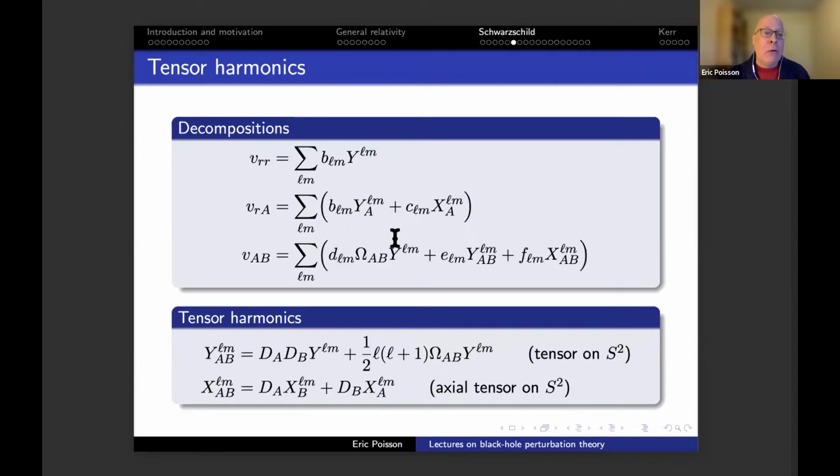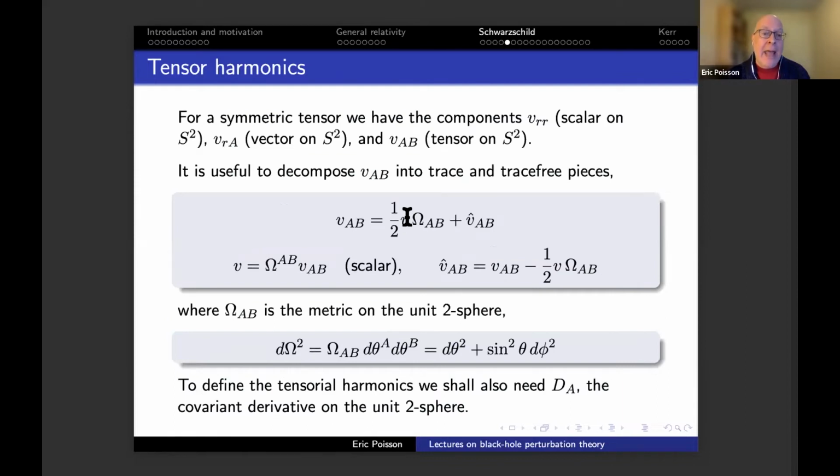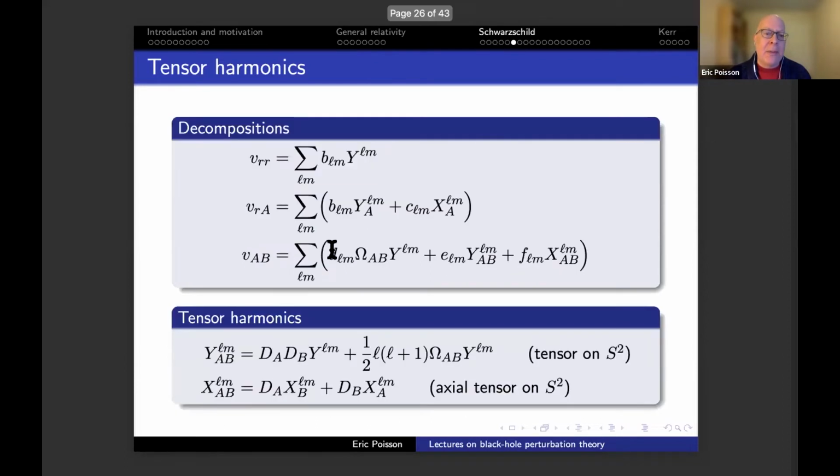So the little v that I defined here, I can straightforwardly expand in spherical harmonics. So that's my first term over here. Then I have the remaining part, which is going to be the trace-free part of the tensor. And that I can decompose into a tensorial spherical harmonic basis that will have this property that it is going to be trace-free in the spherical indices AB. So I have two of those. I have a y and I have an x.